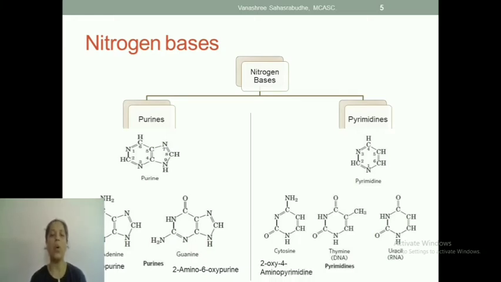The cytosine is called 2-oxo-4-aminopurine, whereas the uracil is called 2,4-dioxopurine. So you can see 2 and 4 oxo groups are present. So 2,4-dioxopurine, and the thymine is called 5-methyl. So here is 5-methyl and 2,4-dioxopurine. 2,4-dioxopurine is already uracil, so thymine is also called 5-methyl uracil. So this is the overview of nitrogen bases.